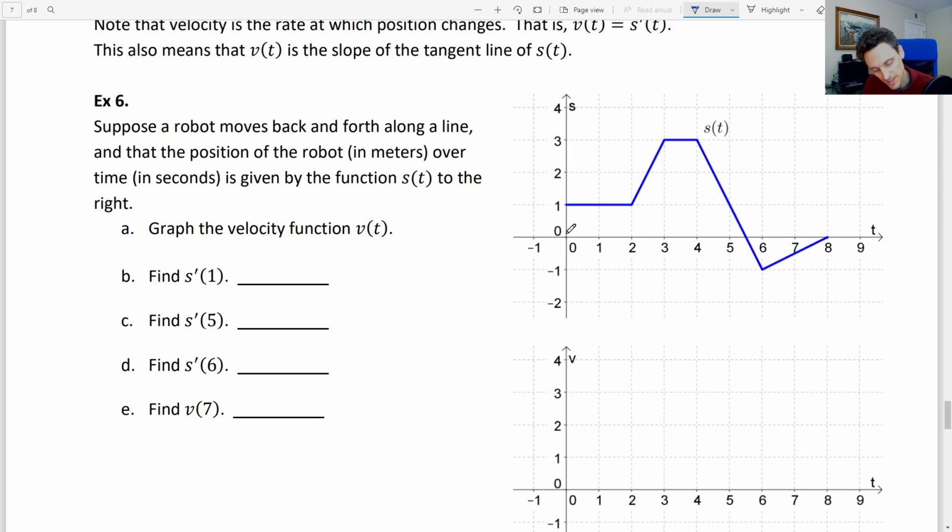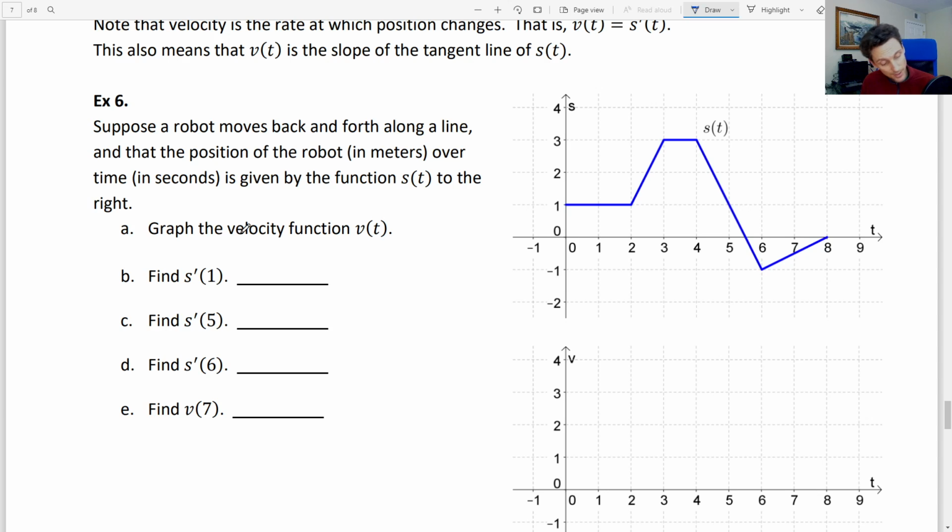Here we're imagining that the robot is actually over here on the number line and is moving up to 3, and it moves back down to -1. It's moving back and forth along some kind of line. So you can imagine it's moving back and forth along the y-axis, but this dimension is giving you a sense of time.